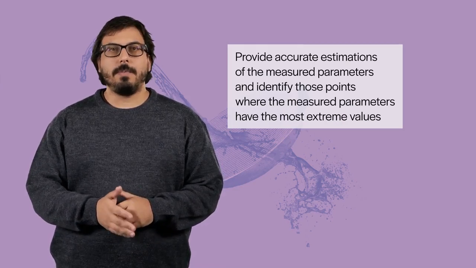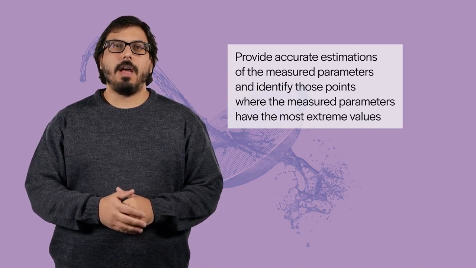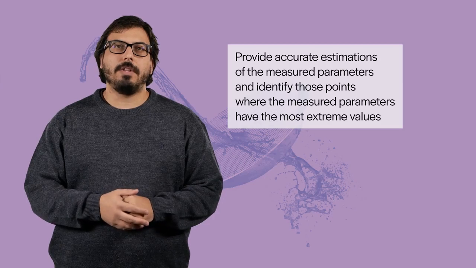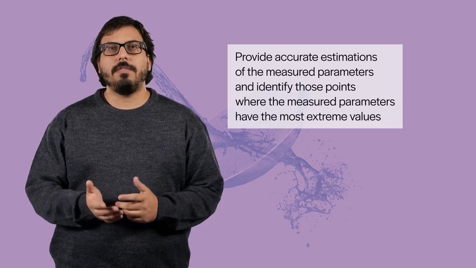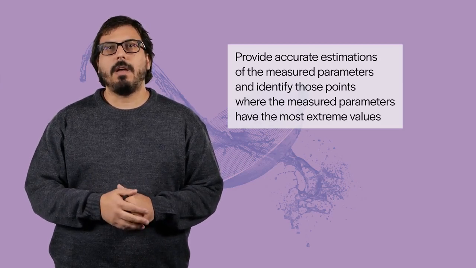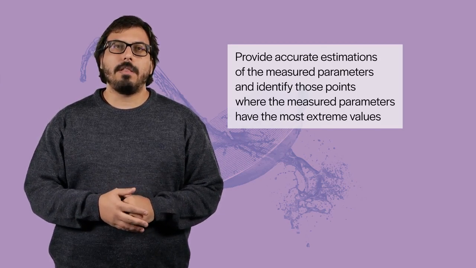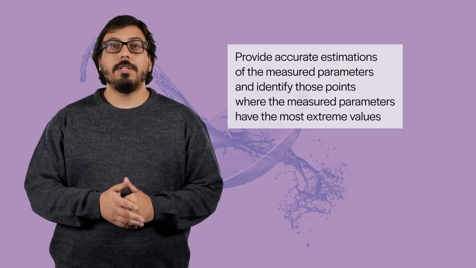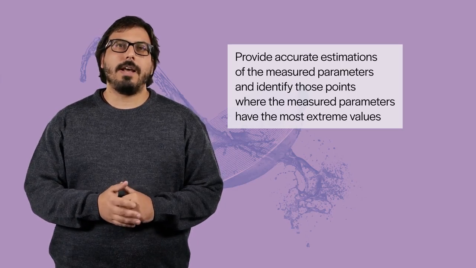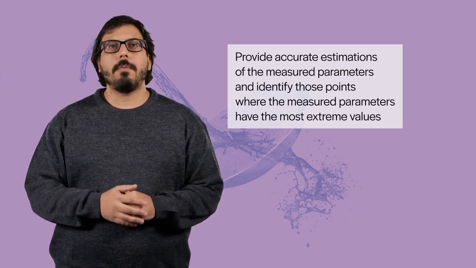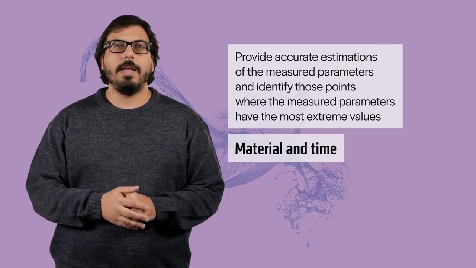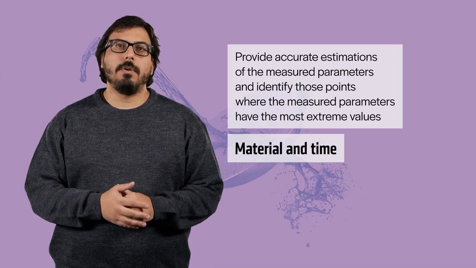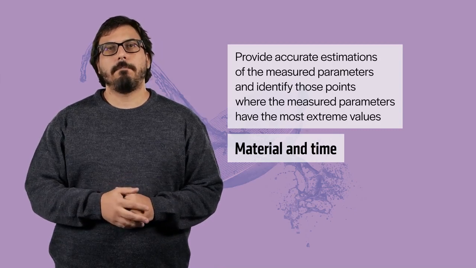Overall, the goal of this process is to provide an accurate estimation of the measured parameter and identify those points in time and space where the measured parameter has the most extreme values. For instance, to identify the hours of the day when the concentration of a specific contaminant is maximum and therefore has a higher probability to approach or exceed the legal limit. Notice that commonly collecting and analyzing every single sample requires material, for instance some chemicals, and time, and therefore keeping the number of samples as small as possible provides significant savings.